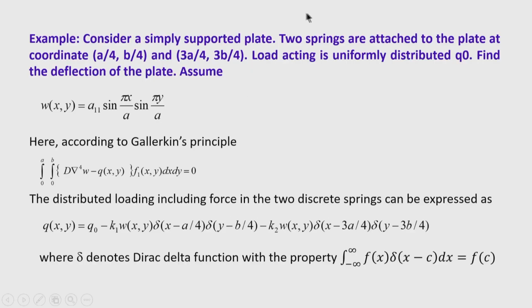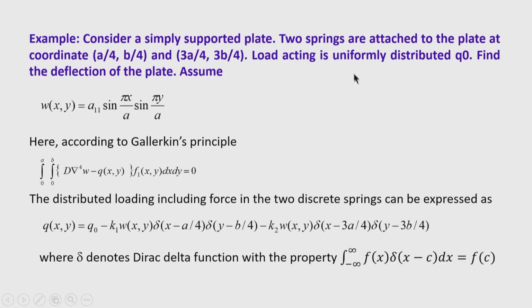Consider a simply supported plate. Simply supported plate means here that all the 4 edges are simply supported. Rectangular plate. The length is a and the breadth is b. Length is in the x direction and breadth is in the y direction. Now, the plate is subjected to uniformly distributed load Q naught. Load acting on the plate is uniformly distributed Q naught.